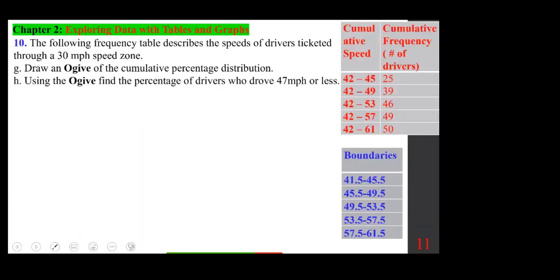The next thing is to draw an ogive. So let's see what an ogive is. We use the vertical and horizontal axes. The horizontal axis, as mentioned, we are going to use the boundaries.